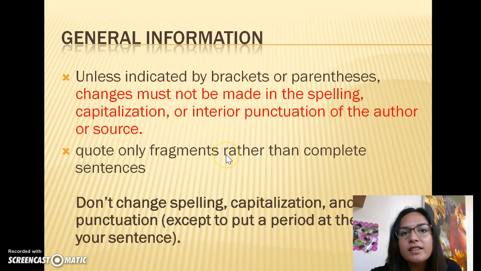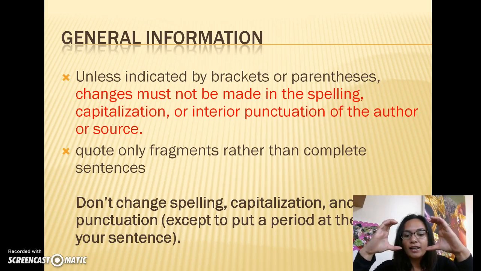I put this one in red because it's the most important. Unless indicated by brackets or parentheses, changes must not be made in spelling, capitalization, or interior punctuation of the author or source. So this is particularly important as you are incorporating text. If you feel like you need to change anything so that it blends better with your own words into your own sentence, then you're going to need to ensure that you use brackets, those square brackets that are to the right hand side of your keyboard, in order to enclose those.